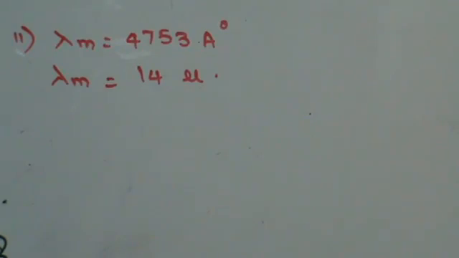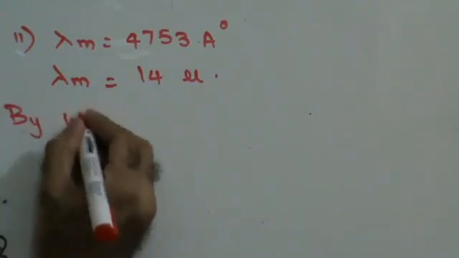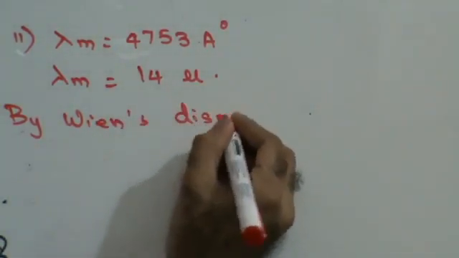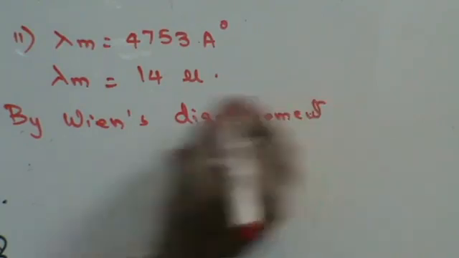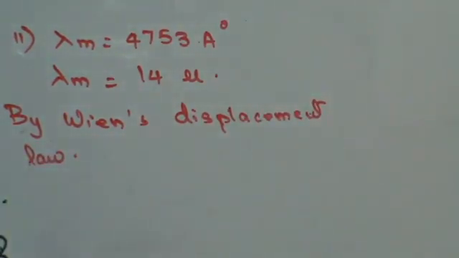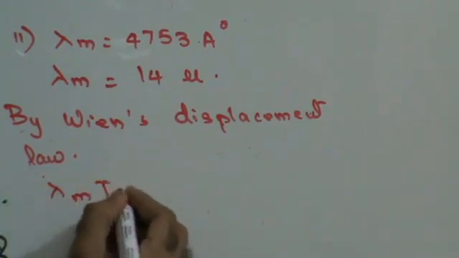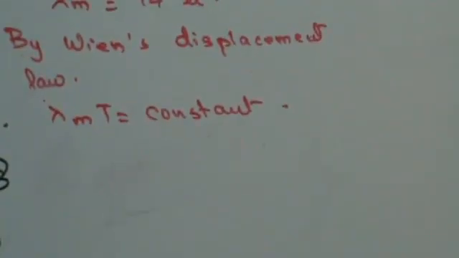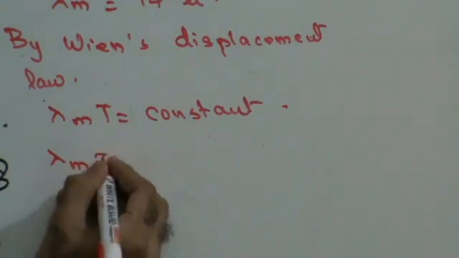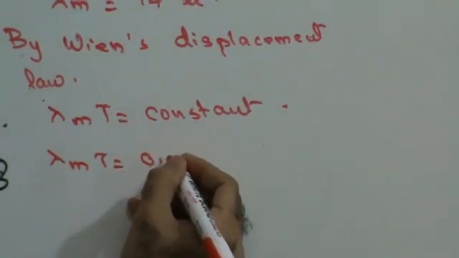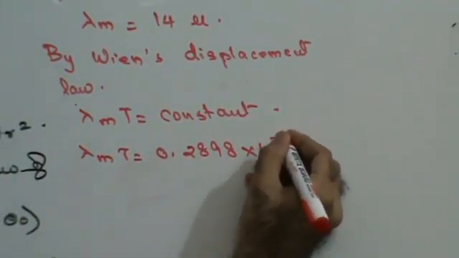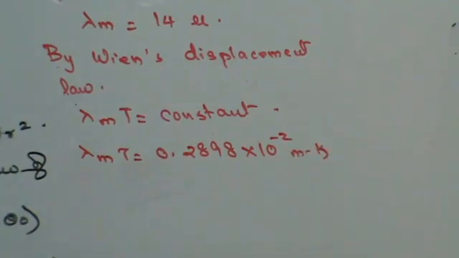Now, guys, if I use Wien's displacement law, by Wien's displacement law, I can say that lambda m into T has to be equal to a constant, right? And this constant value is 0.2898 into 10 raised to minus 2 meter Kelvin. Now, once you have this, then you can find out.